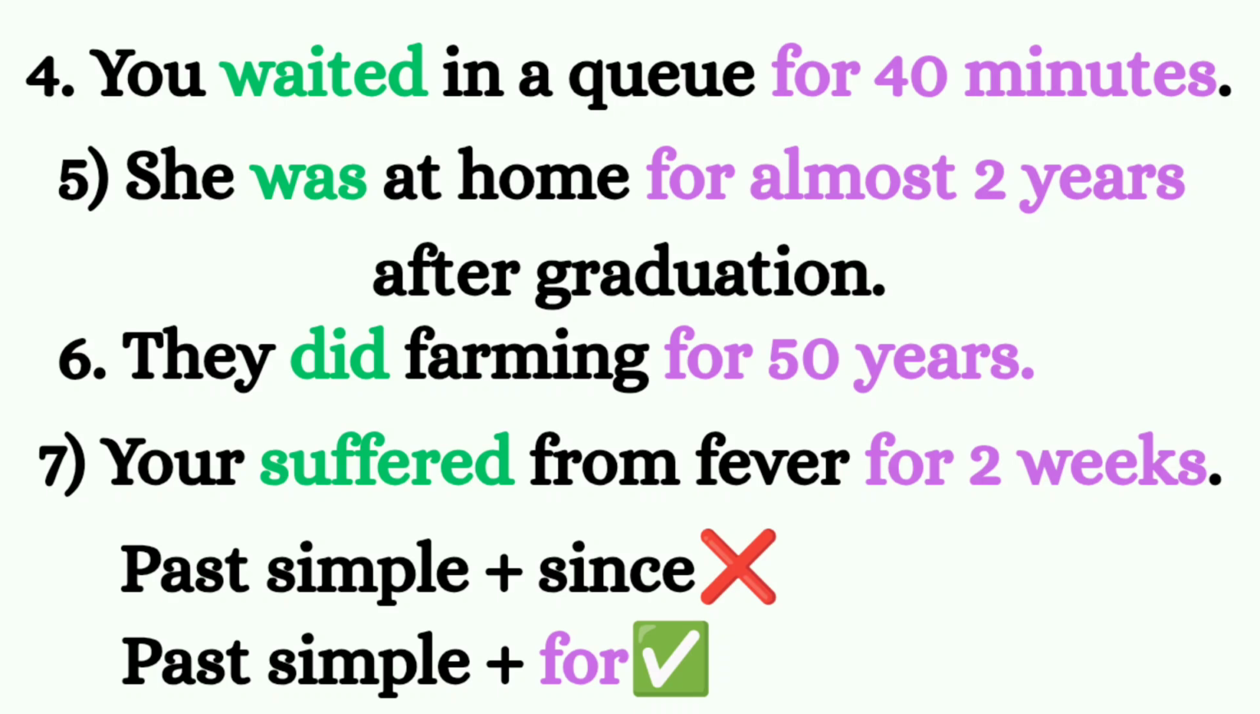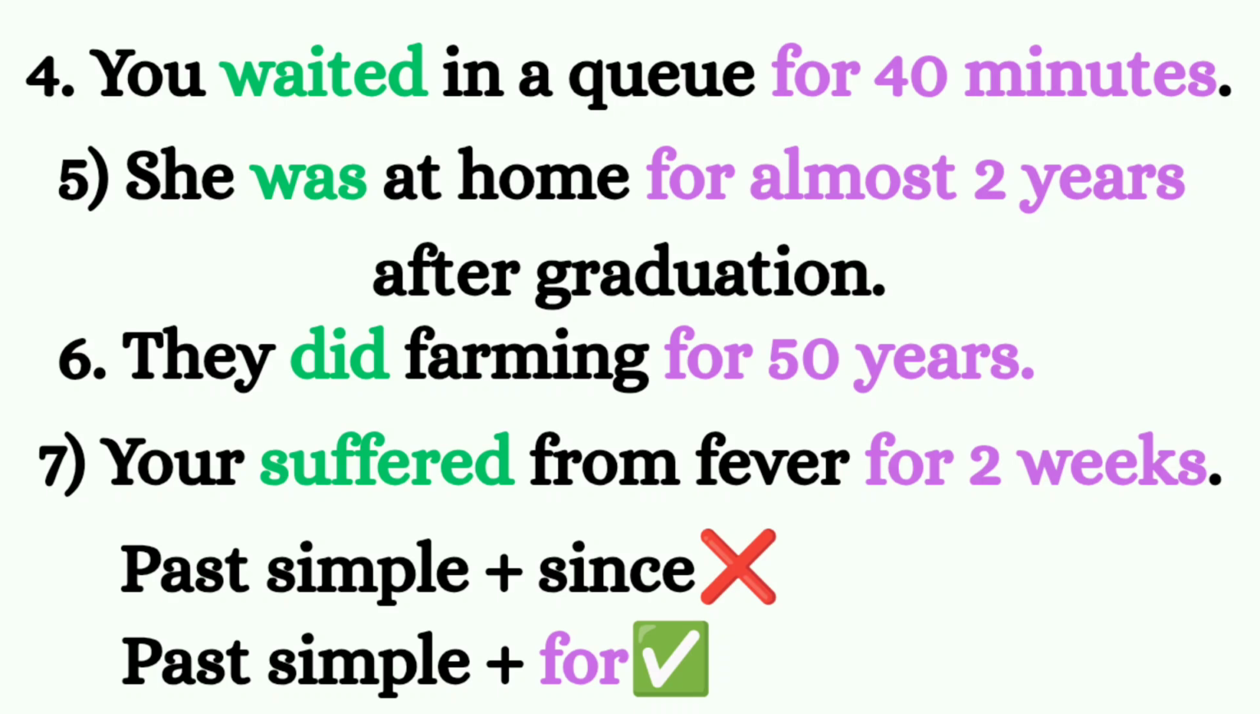but don't use since in past simple. Here I have written past simple plus since is the wrong usage. Past simple plus for, but since and for both are used in present perfect and present perfect continuous tense.